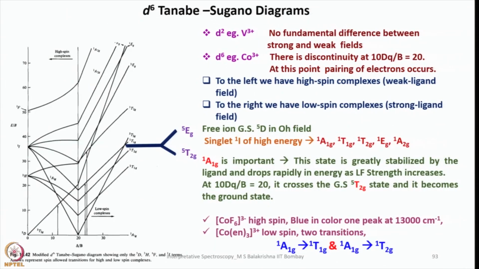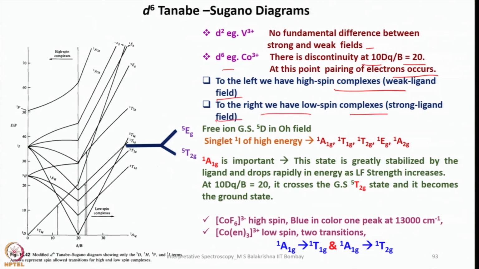For example, here I have given for a d2 system, V3+, no fundamental difference between strong and weak field ligands, and d6, cobalt 3+. There is a discontinuity at 10Dq/B equals 20. At this point, pairing of electrons occurs. That means basically we are moving from weak field to strong field. As a result, pairing starts. To the left, we have high spin complexes, weak field. To the right, we have low spin complexes, strong field ligand.